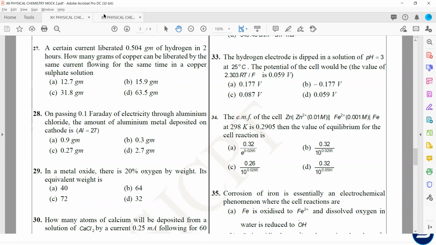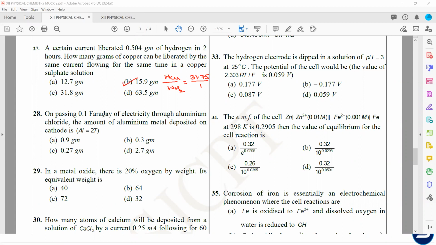Which one will the weight be proportional to? The weight is proportional to the equivalent mass. The weight of copper upon the weight of hydrogen would be equal to 31.75 upon 1. Weight of hydrogen is given as 0.5, so half of it, which will be around 16 grams.